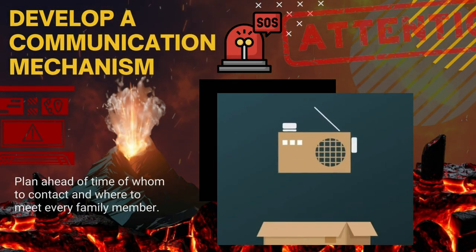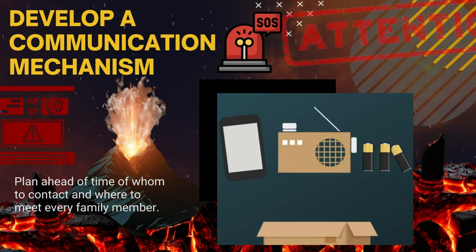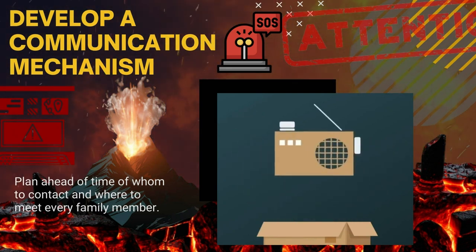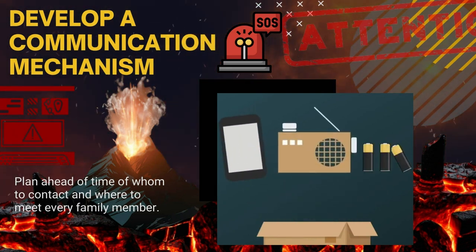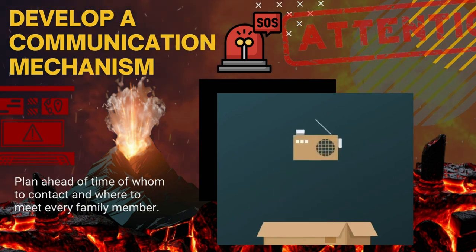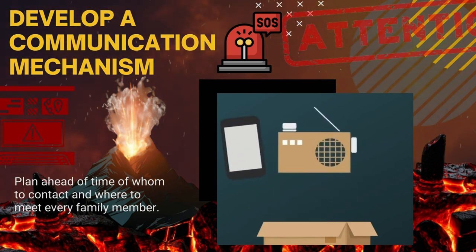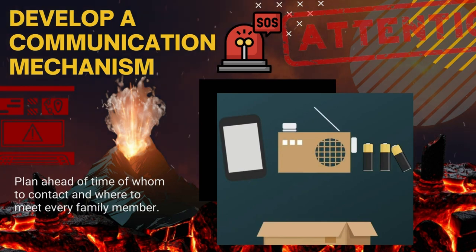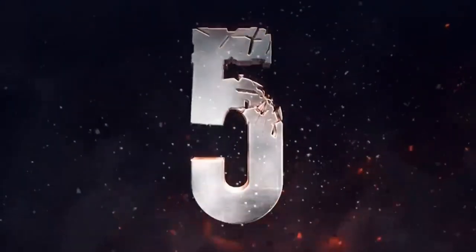Number 4, develop a communication mechanism. In case family members are not together, plan ahead of time whom to contact and where to meet. It is ideal that every family member has handheld devices such as smartphones for easy communication.